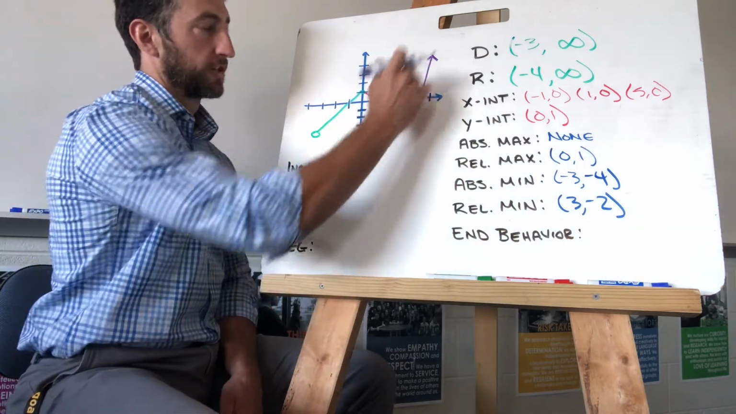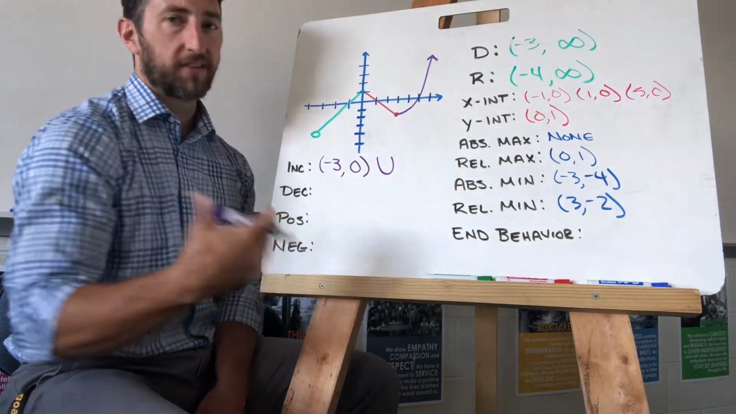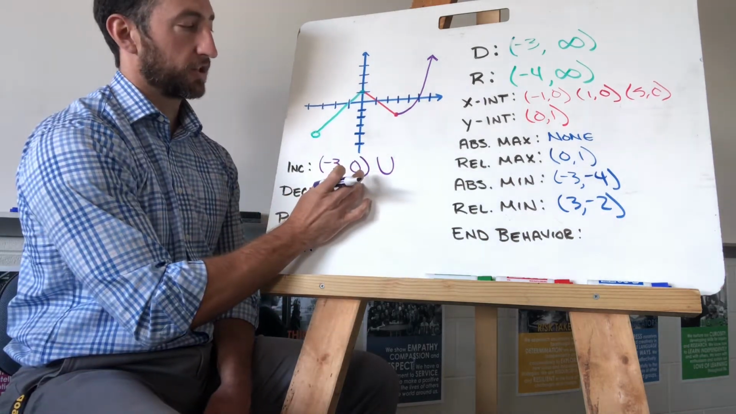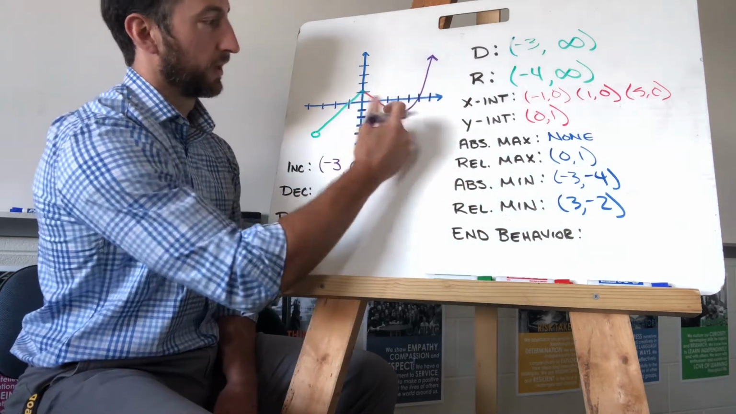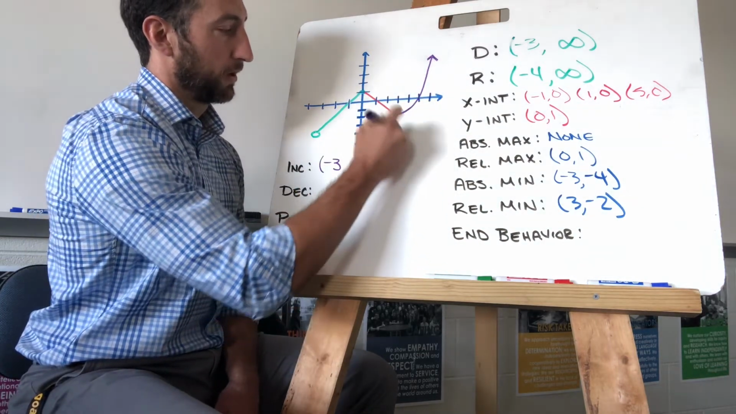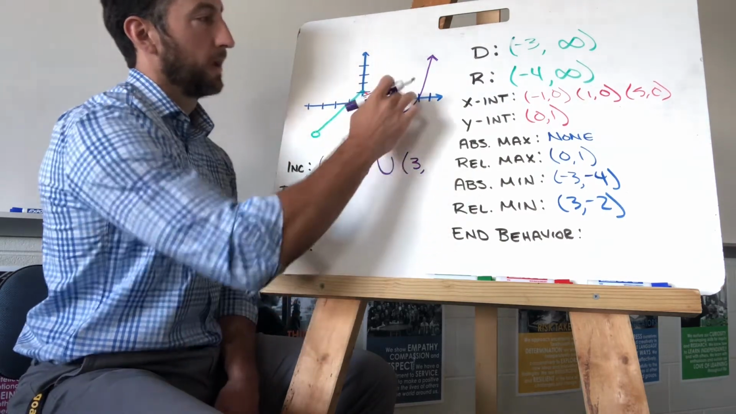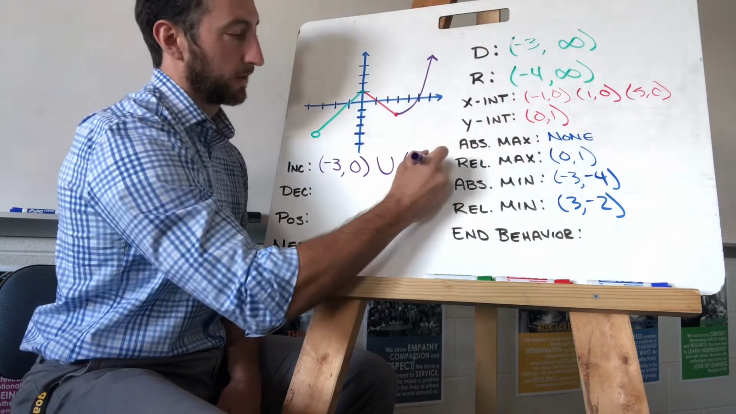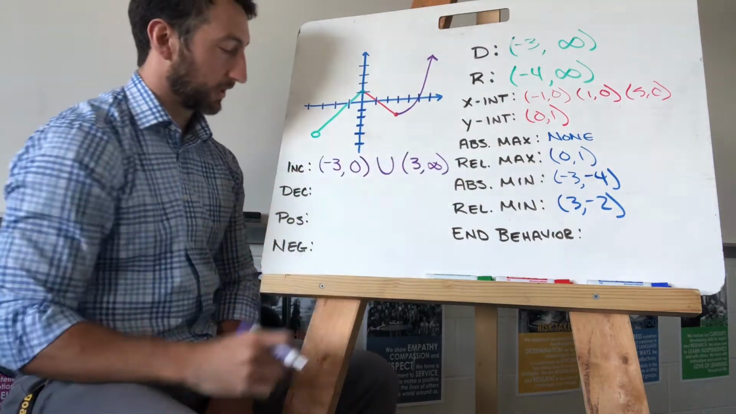We also have another section that is increasing, so we're going to union that. All this union means is that it means or. So we're going to have this section is increasing, or my purple section over here is also increasing. And that's going to be from, we're going to do parentheses because we're not including that point, so that's going to be positive 3. And then it goes on forever to the right, so that's going to be infinity. And remember, infinities are always going to get that parentheses.